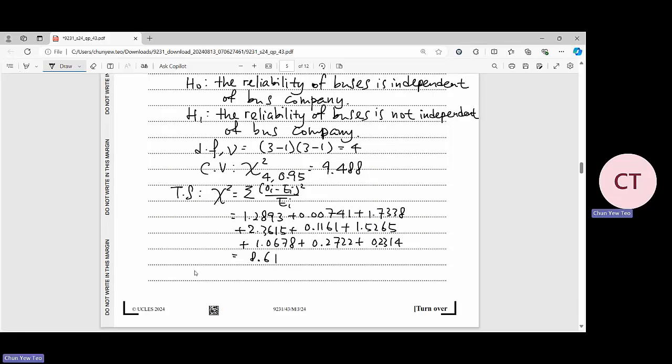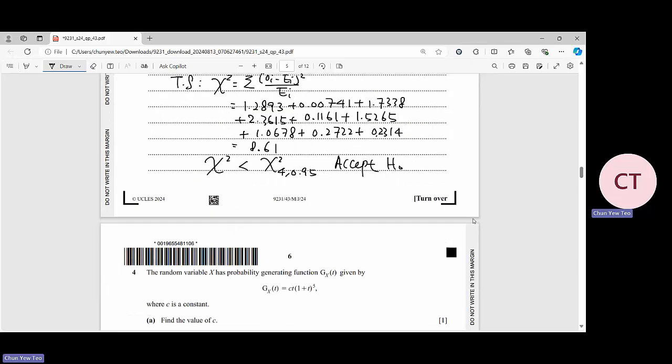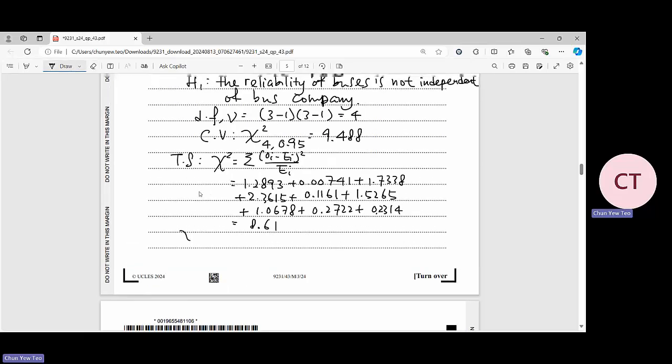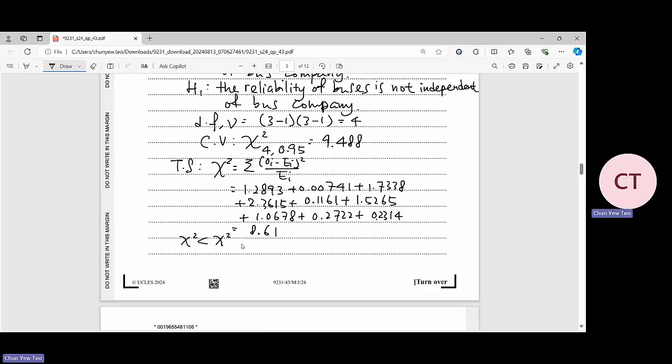8.61. Then you compare the test statistic with the critical value. Who is bigger? The test statistic is less than the critical value, so you accept H0. There is not enough space, so I need to squeeze in my statement over here: chi square is less than the chi square of 0.95, so you accept H0.